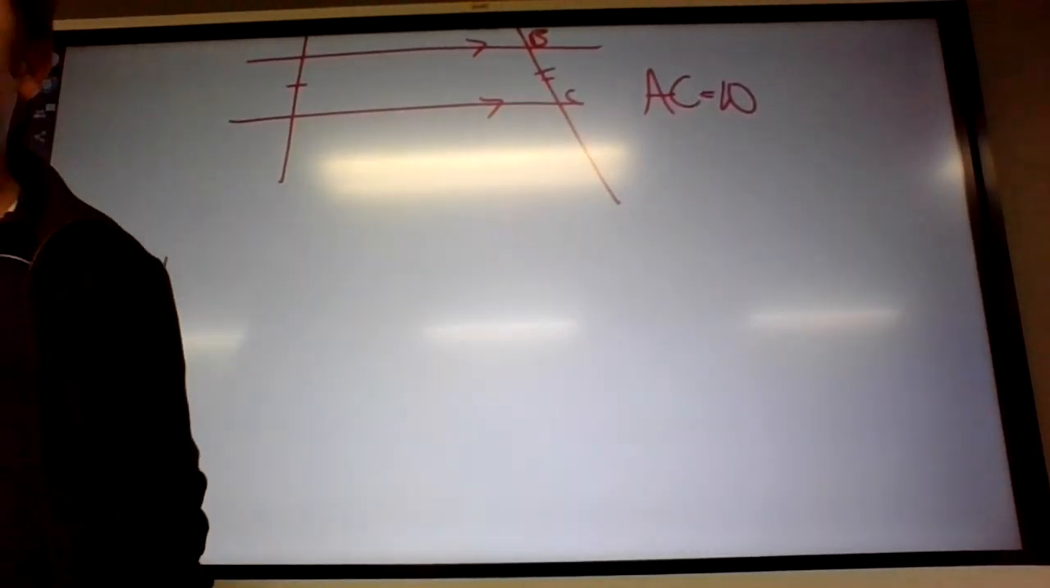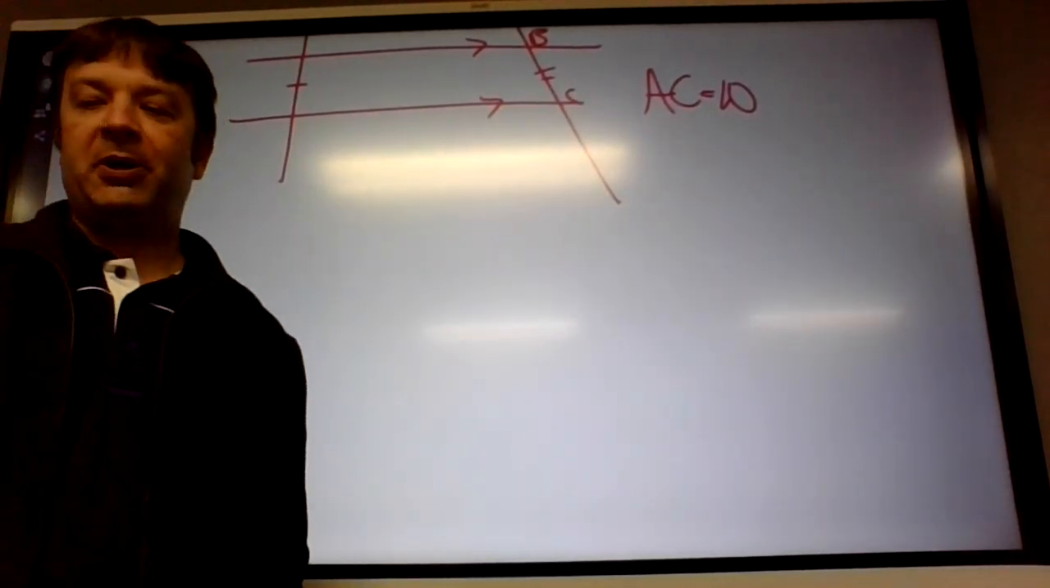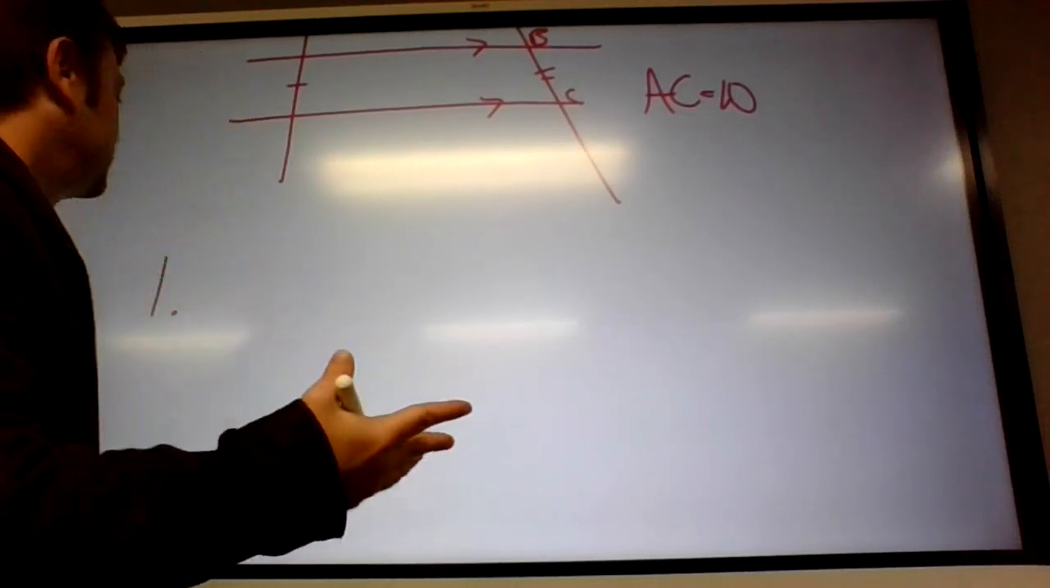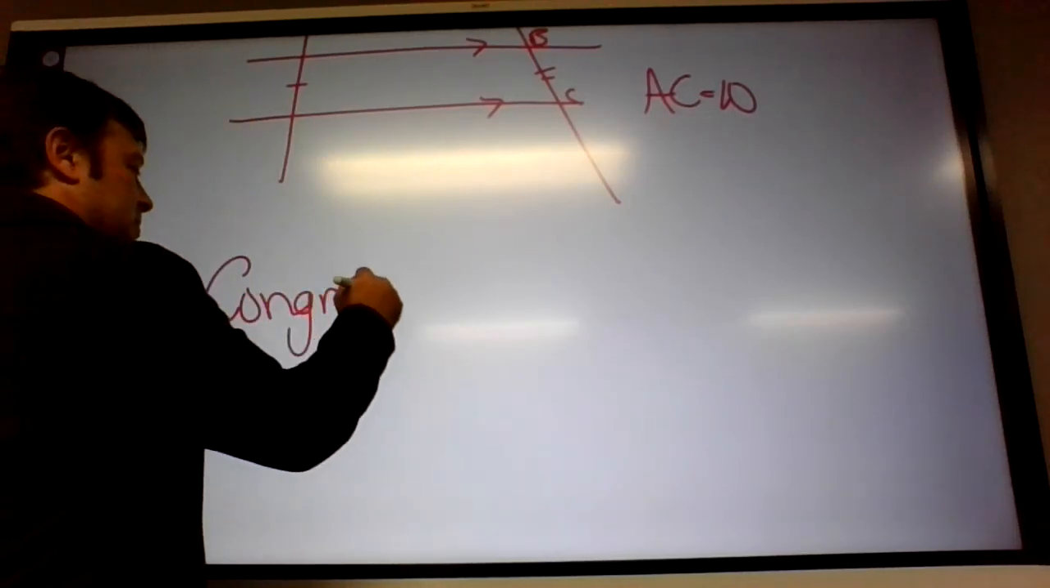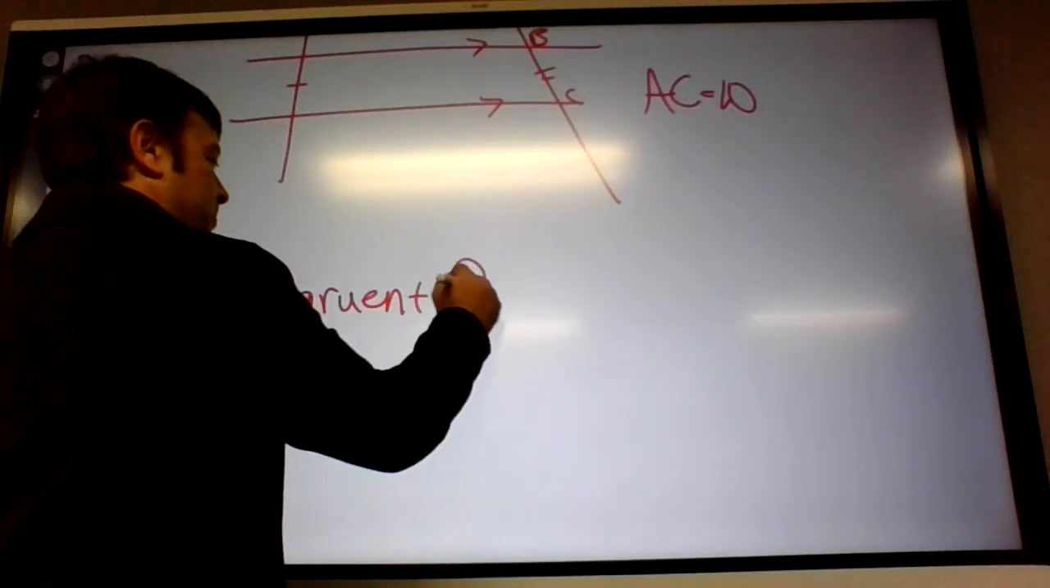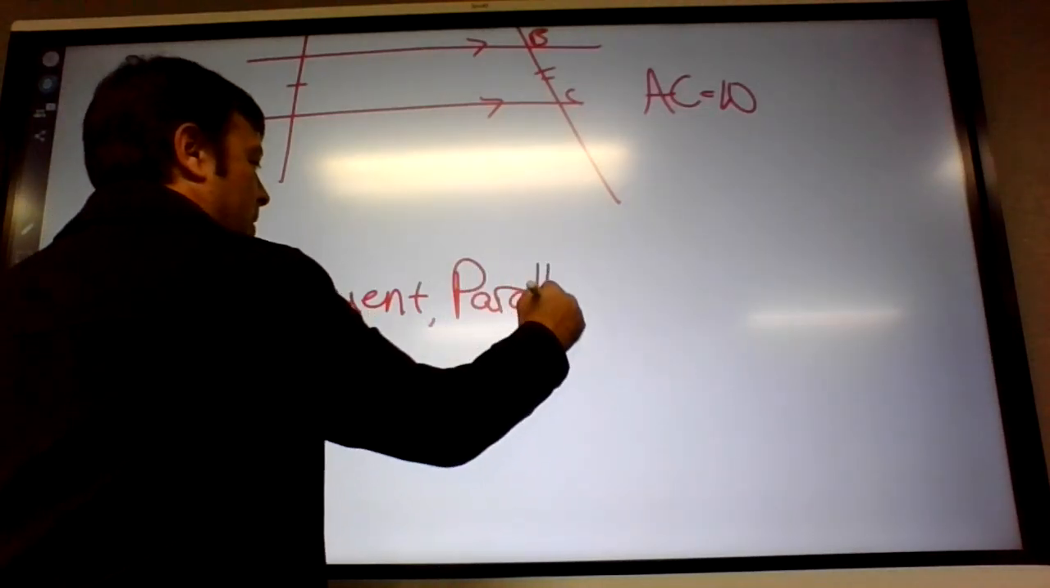Okay, number 1. Opposite sides in a parallelogram are what? Congruent and parallel. Congruent and parallel.